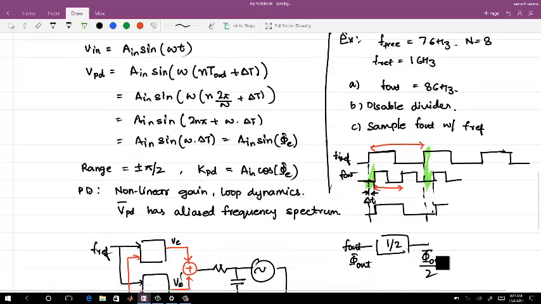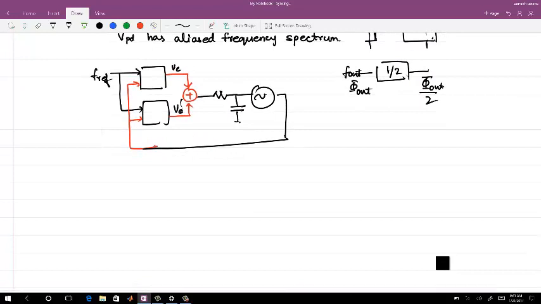Okay, so both of these are analog phase detectors. Is the question answered now? Okay, yeah. So that will become clear when we start looking at the loop bandwidth.